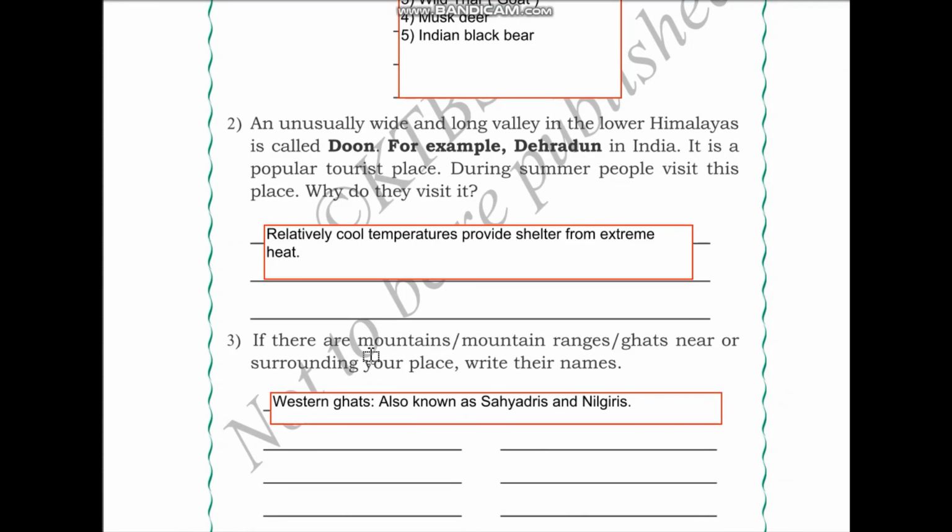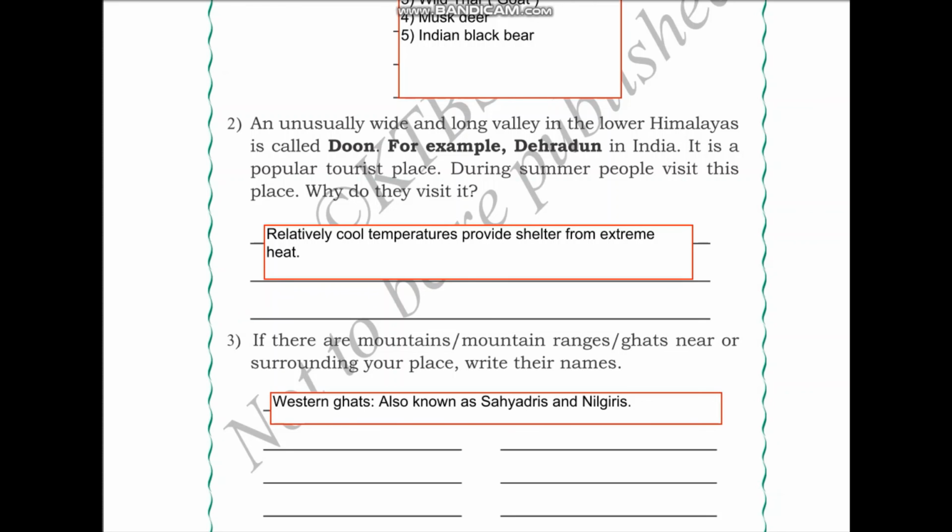Next, an unusually wide and long valley in the lower Himalayas is called a dune. For example, Dehradun. It is a popular tourist spot. During summer, people visit this place. Why do they visit it?